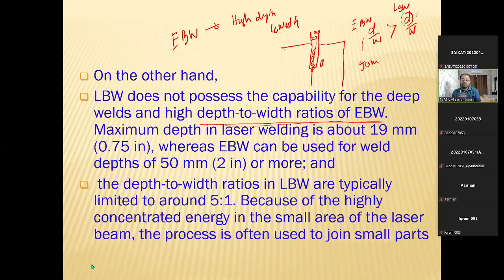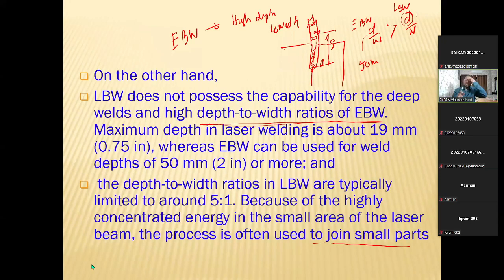Besides this, the depth to width ratio in laser beam welding is 5:1. Because of the highly concentrated energy in the small area of the laser beam, the process is often used to join small parts. But in electron beam welding, the ratio may go up to 50:1. Remember, it is at least 10 times higher than in laser beam welding.